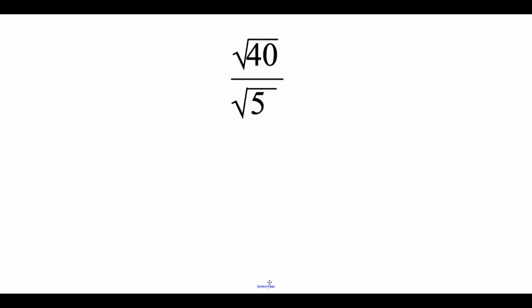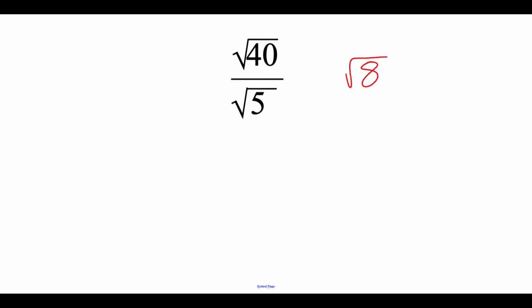Now looking at this next one, we've got the square root of 40 divided by the square root of 5. Again, we can try to simplify this down if we want to, or we can just look at doing the division with the radicals. I'm just going to do the division. If I take 40 and divide it by 5, I get 8 as my answer. But both of these numbers were underneath a radical, so I need to put my answer underneath a radical.